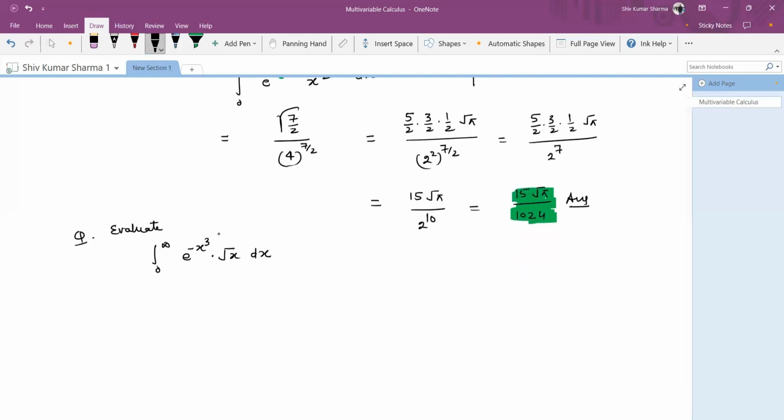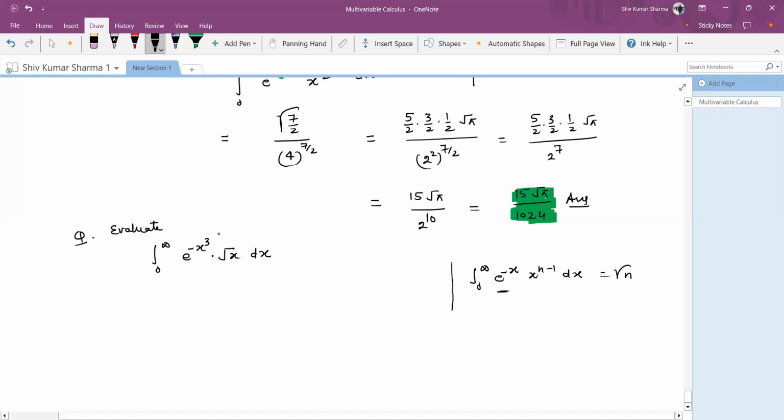So this is e raised to the power minus x cube, because in the formula we have only e raised to the power x. So we remember the formula of gamma function. Now to make this integral into the form of gamma function, we need to make it into the form x raised to the power n minus 1 into dx, because we make this equal to gamma n. So for solving this, put x cube equal to t.